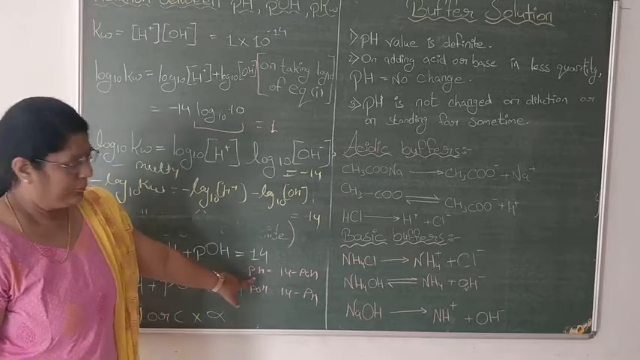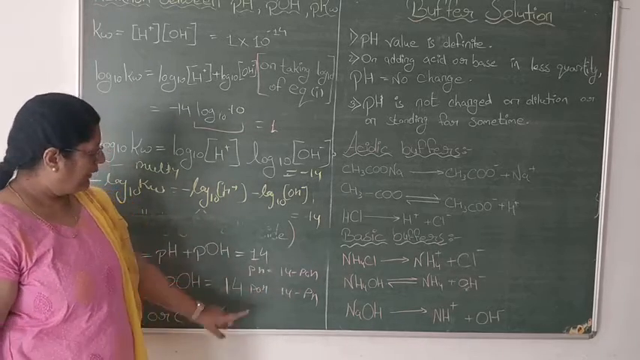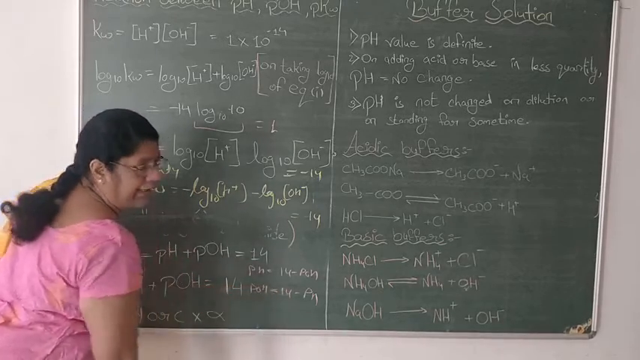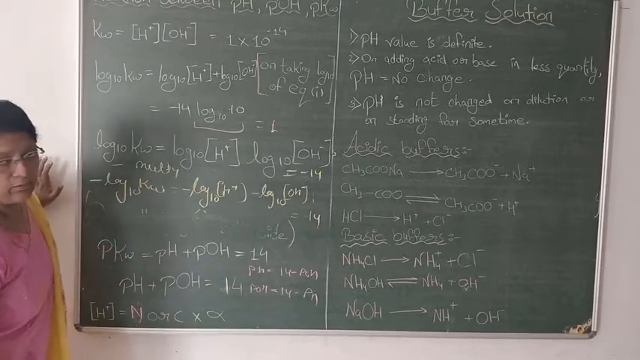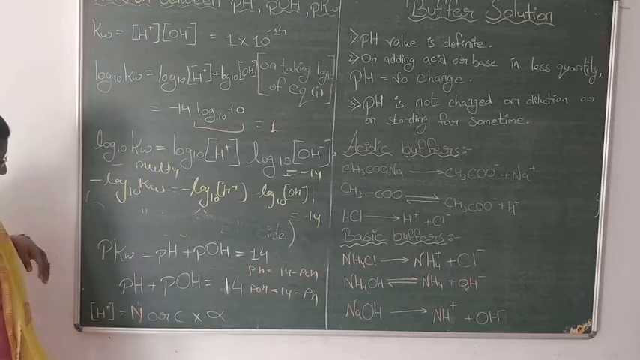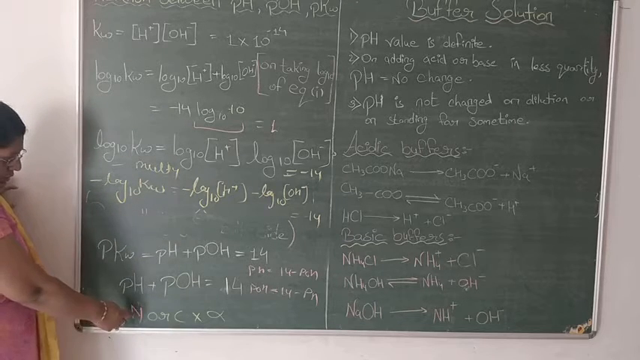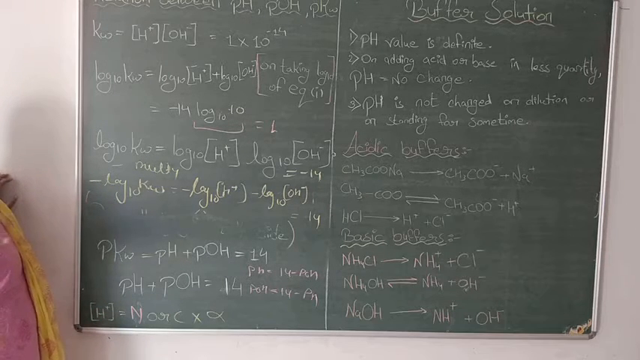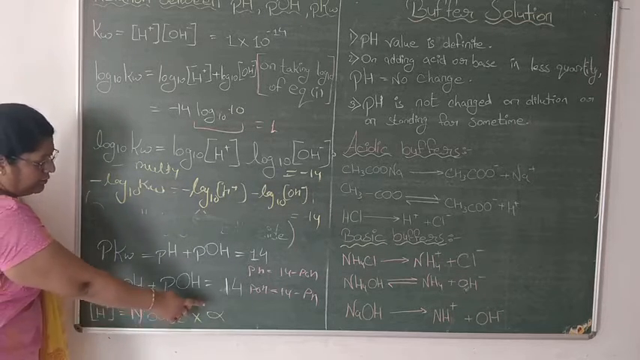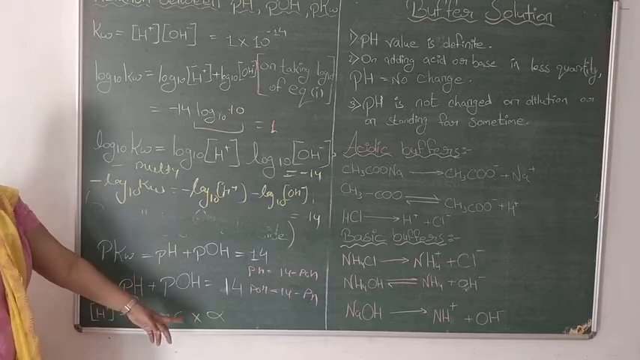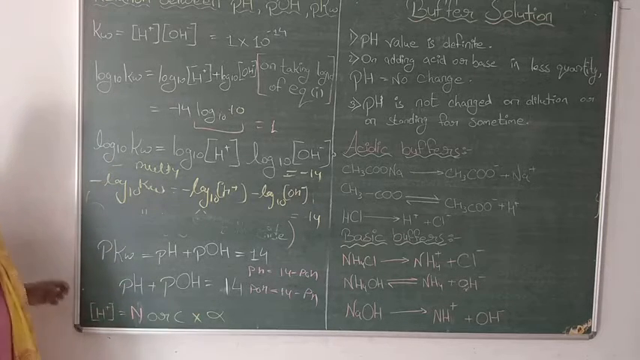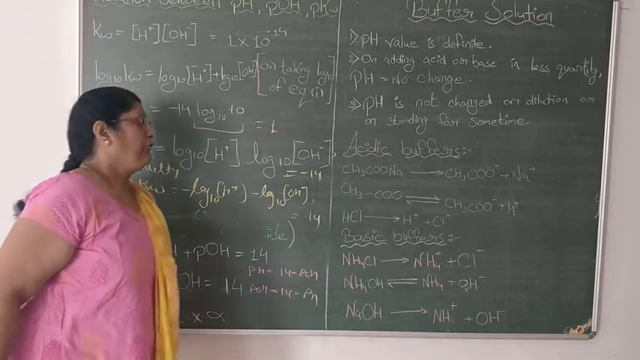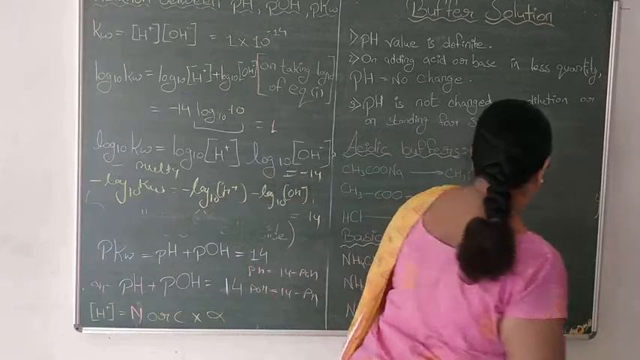If I want to find pH, it is 14 minus pOH. If I want to find pOH, it is 14 minus pH. If I want to find the hydrogen ion or hydroxyl ion concentration, I have to use normality or any concentration, meaning molarity, multiplied by the degree of dissociation, that is alpha. So I can find H positive ion, OH negative ion, anything I can find. Okay. Now we are coming to the buffer solution.